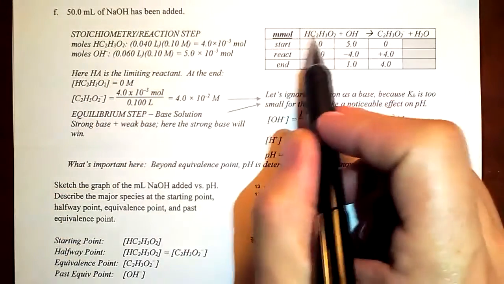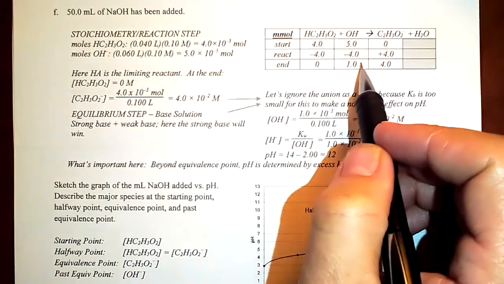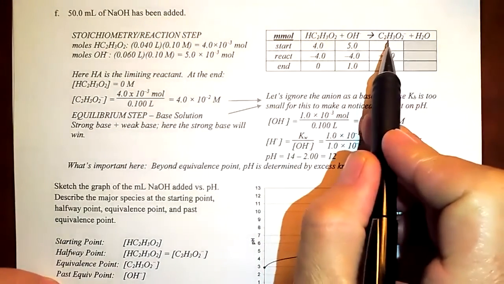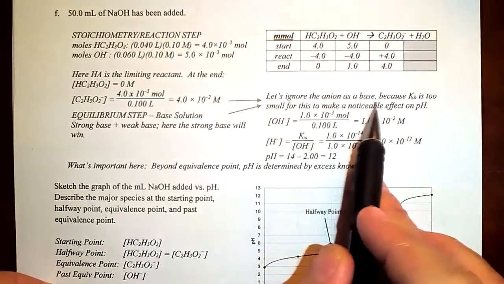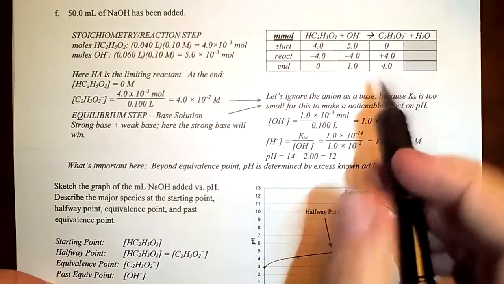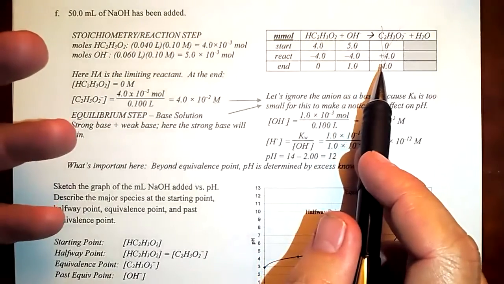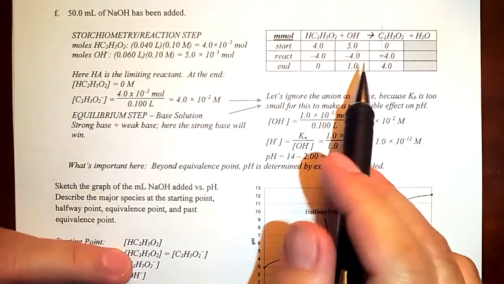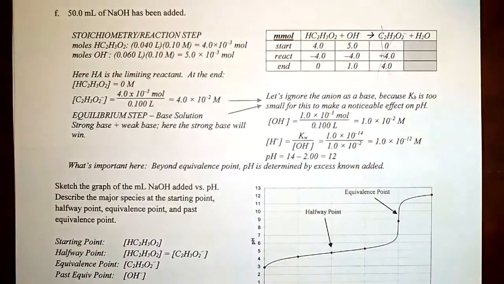Well, what we have, remember, we can cross this out. What we have is this and that. They are the reactants, essentially. Except in the idea of creating pH, this is so much worse at affecting the pH than this is that we're going to effectively ignore it. Let's ignore the anion as a base because Kb is too small for this to make a noticeable effect on pH. So I'm going to mentally cross this out. And remember that it was in the E minus 10 range. That's ridiculous compared to OH minus. It's not even worth considering. So what I'm going to do is just take the molarity of the OH minus, and I'm going to use that to figure the current pH.